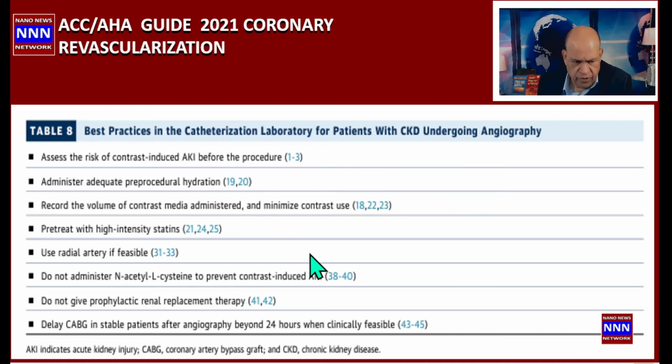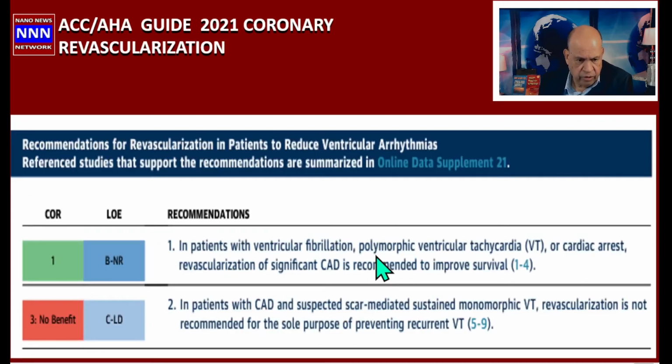You can just pause the video and look at these and we'll proceed. Now talk about ventricular arrhythmias. Class 1 indication is patients with ventricular fibrillation, polymorphic ventricular tachycardia, VT, or cardiac arrest. Revascularization of significant CAD is recommended to improve their overall survival.